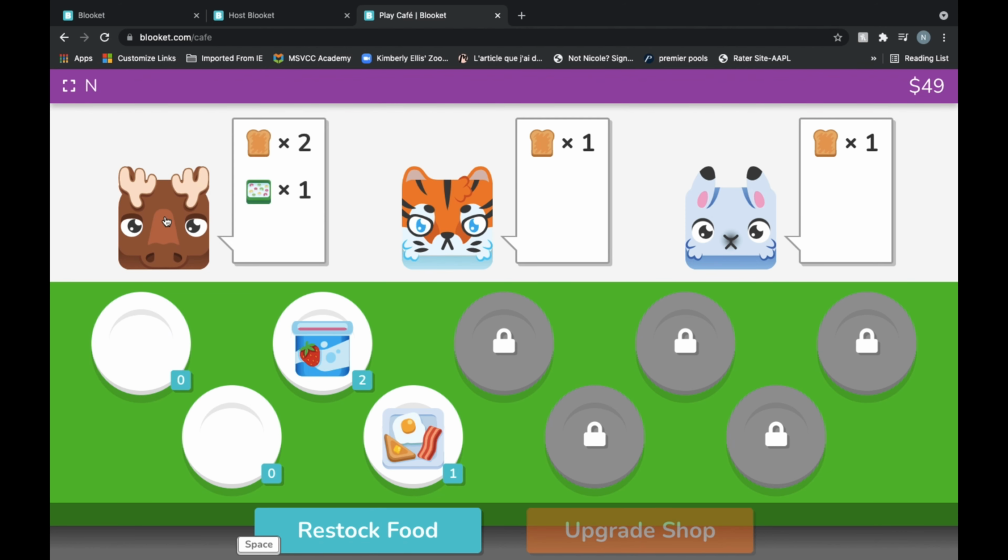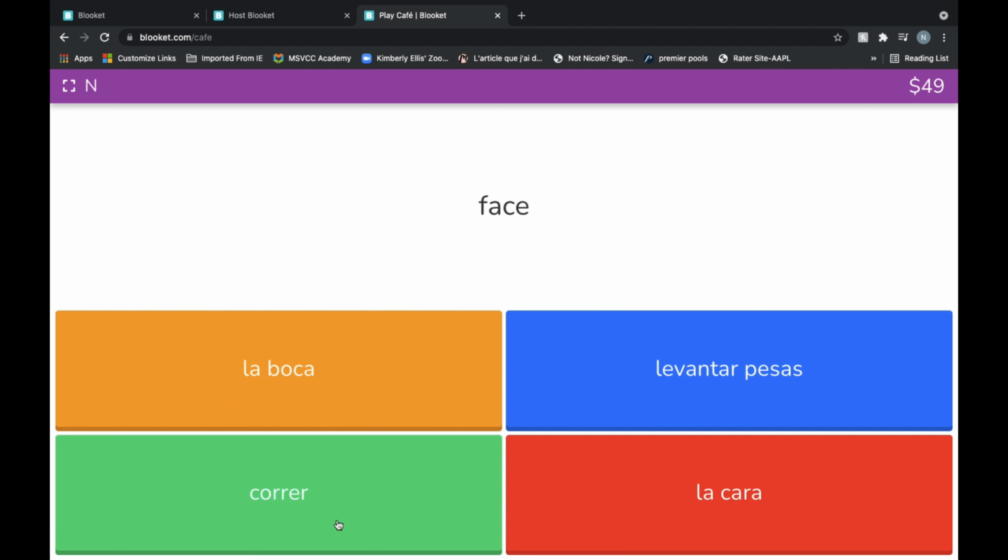Okay, so this is the moose, el alce. So he came in. This is the first time we've seen him, so I'll introduce that vocabulary word to them. He wants toast and cereal, which we have none of, so we've got to go back and restock.